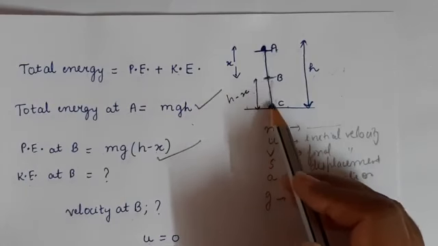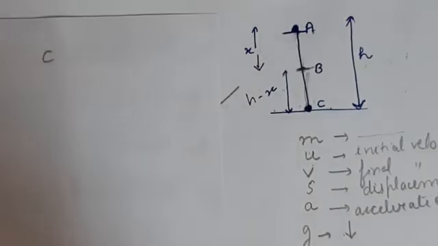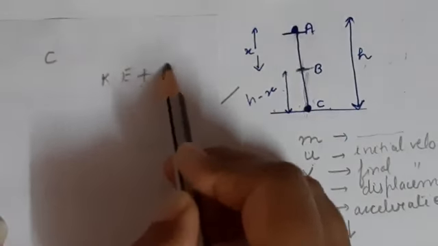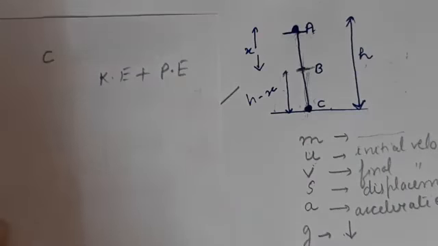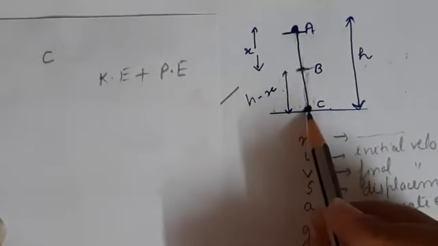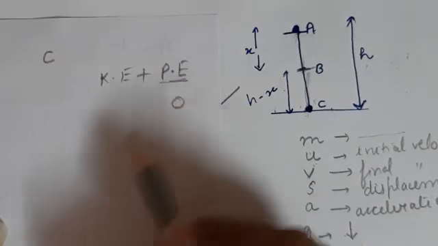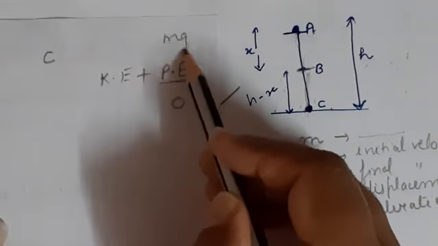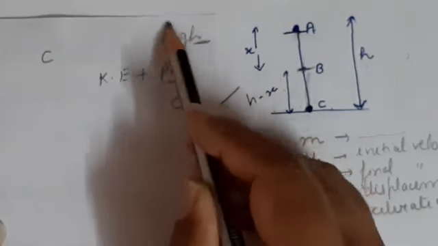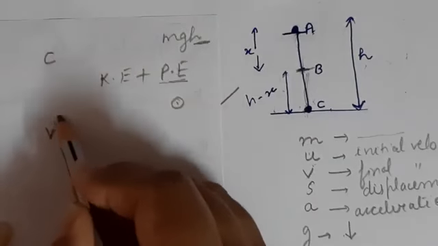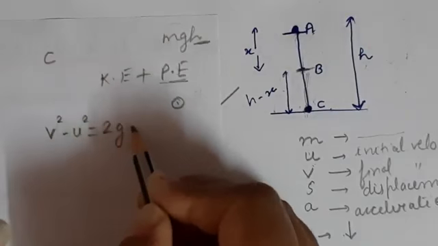Now let us calculate at point C. So at point C, again total energy E is kinetic energy plus potential energy, right? At point C, since the height is 0, displacement is 0 now, so the potential energy will become 0, because potential energy is mgh, and height is 0. Now we need to find out the kinetic energy at point C. Now apply the third equation of motion. v square minus u square is 2gh.